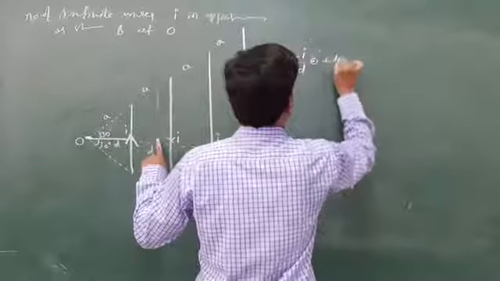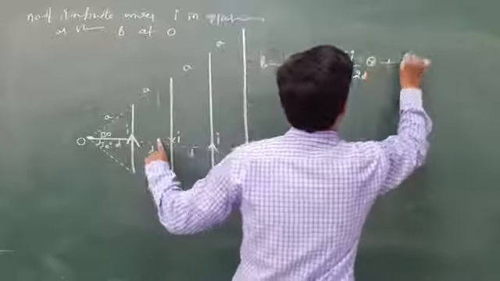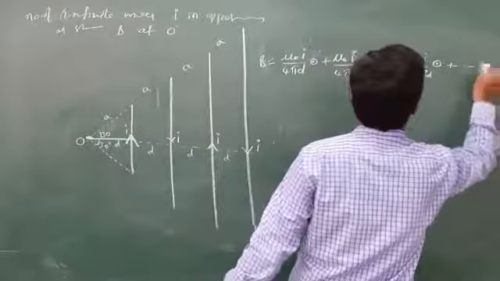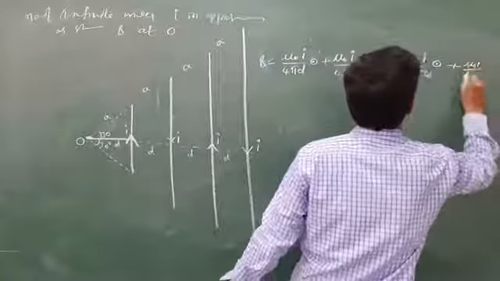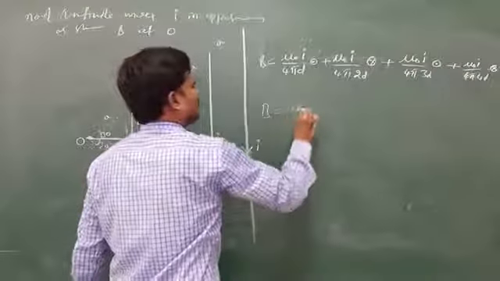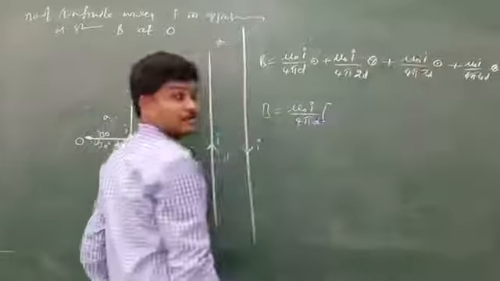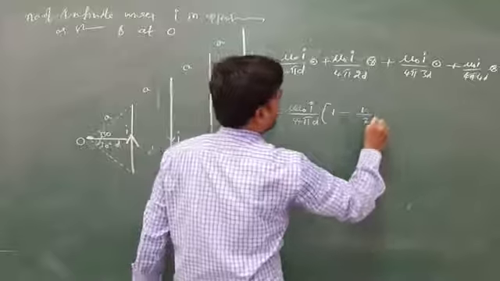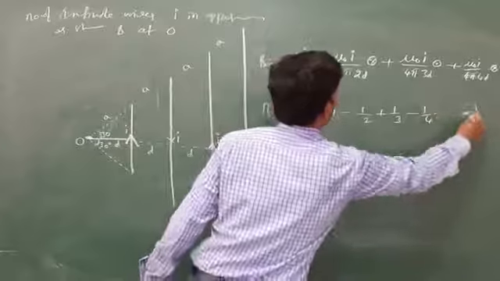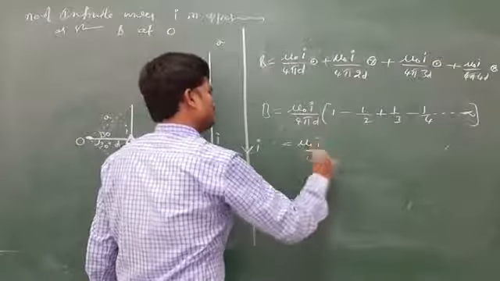Due to the second wire, the field is inward: mu naught I by 4 pi into 2 times d, inward. Similarly, mu naught I by 4 pi into 3 times d, outward, so on. Mu naught I by 4 pi 4d, inward, so on. Now everywhere mu naught I by 4 pi d is common. Out, in, out, in. So out you take positive, in you take negative. 1 minus 1 by 2 plus 1 by 3 minus 1 by 4, so on up to infinity.